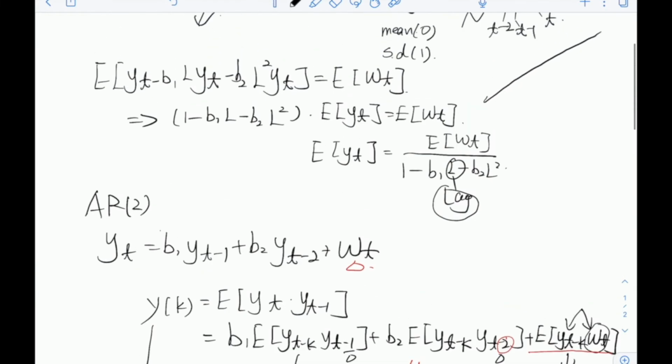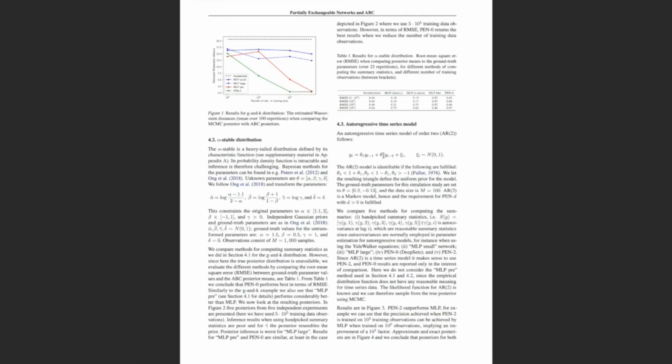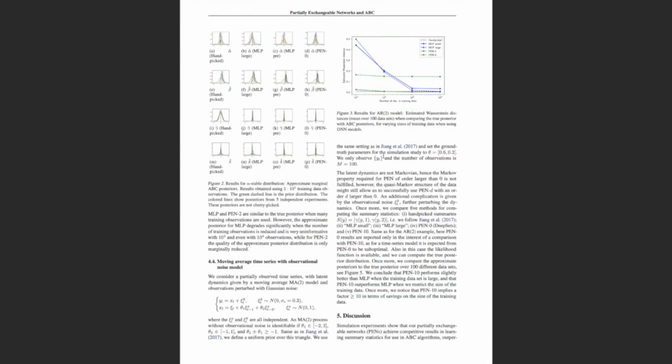It is also the autoregressive model for b1 and b2. It is also the value in this paper for theta 1 and theta 2. We can easily get this. Okay, so besides this, we come to the moving average.